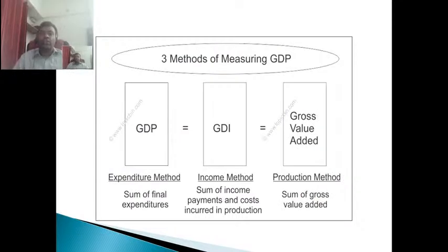Okay, so there are three methods of measuring GDP. Obviously, as we have discussed how to measure national income, there are various ways. Among these, most countries have chosen GDP, but again, there are various methods. How do we calculate GDP? There is the expenditure method, the income method, and the production method. Before we move to income-based or expenditure-based GDP, we will see what gross value added is.